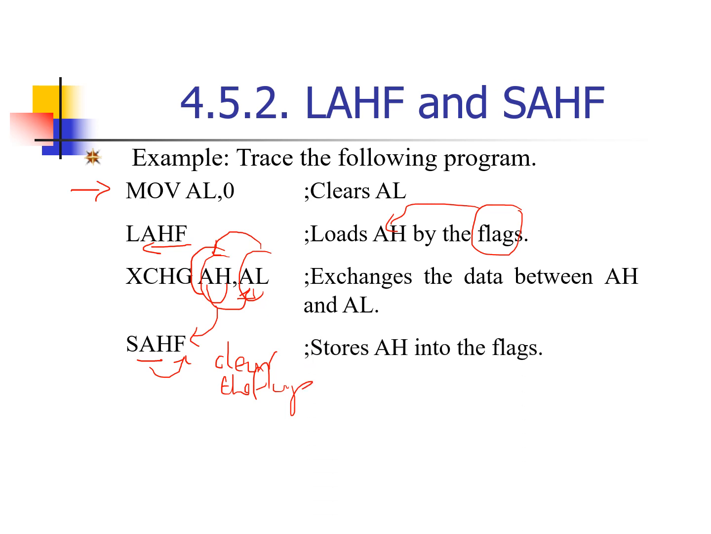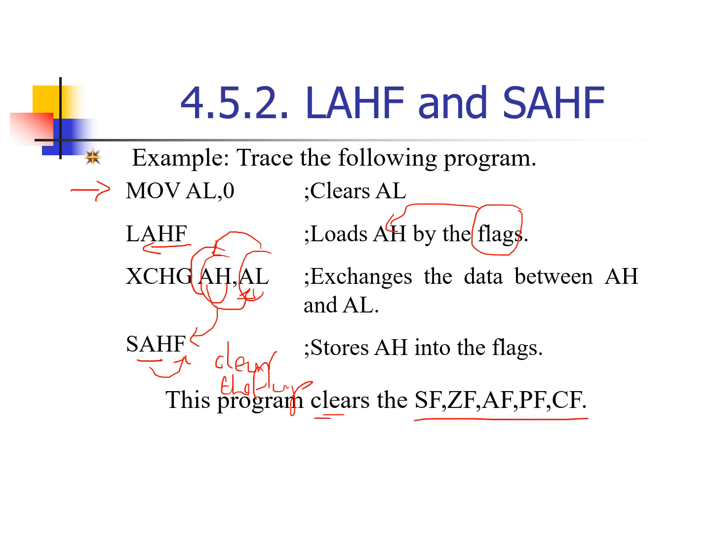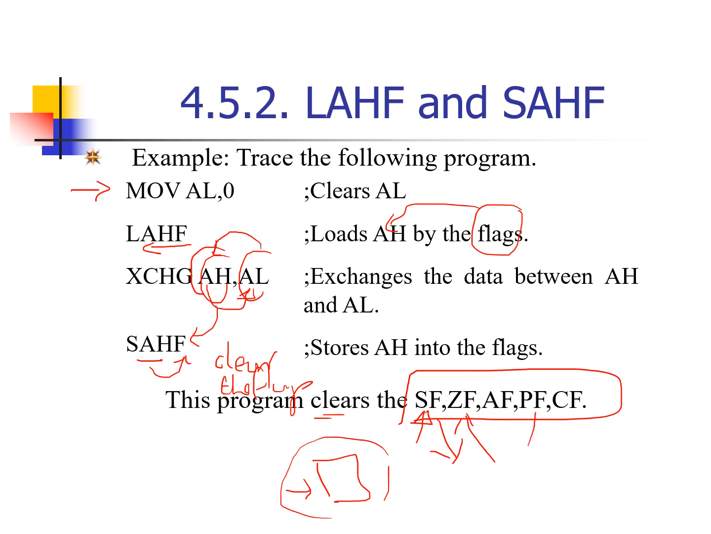So store AH into the flags. So this program clears all flag bits. Sometimes you need to clear the flag bits before executing some portion of a code, and you would like to know whether this portion is producing a positive or negative number, producing a 0, your parity flag or your carry flag.